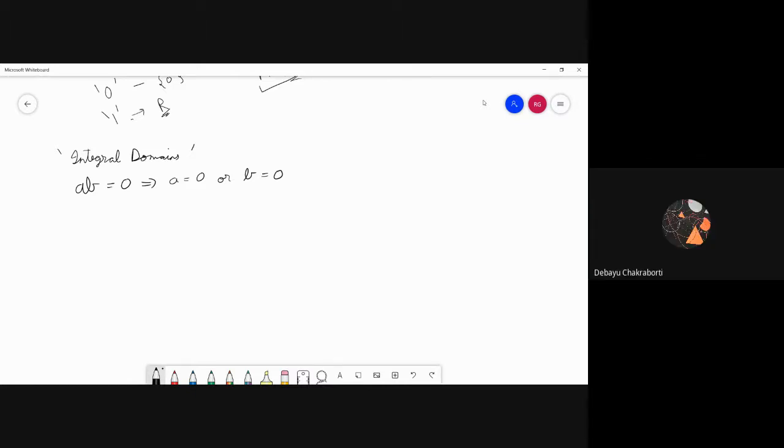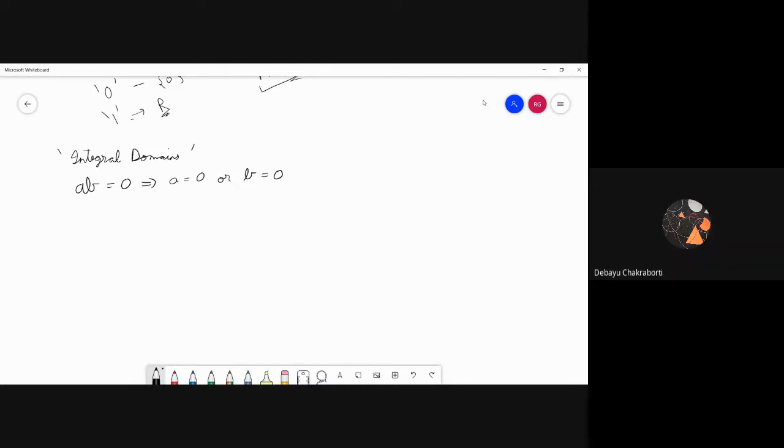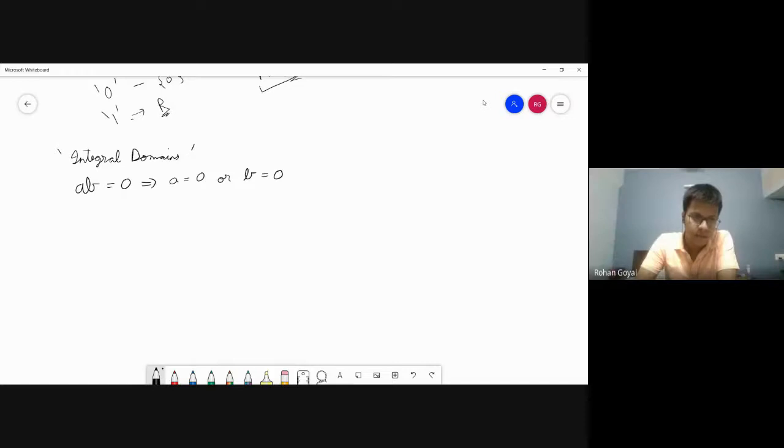Because they don't have zero. All rings have zero by definition. Oh, oops. Can you repeat your question? Why are some, okay, are there even rings which are not integral domains? And a ring is called an integral domain if ab equals 0 implies a equals 0 or b equals 0.